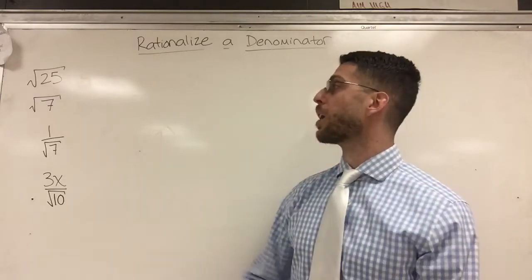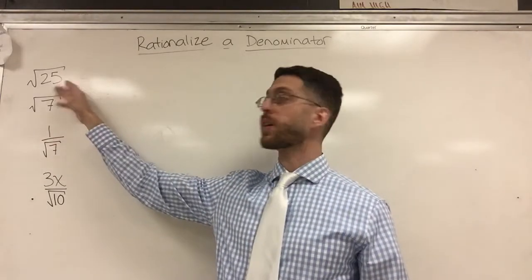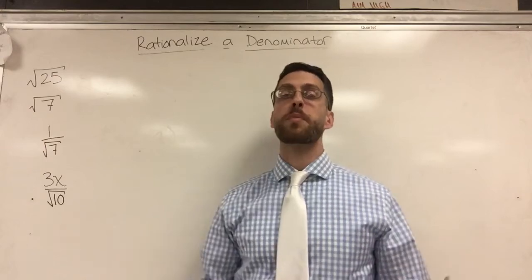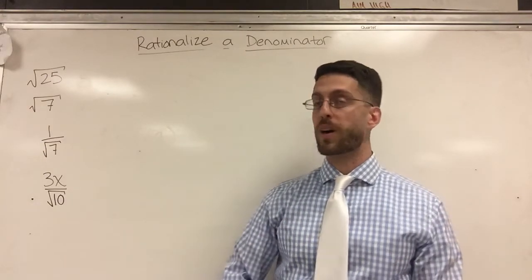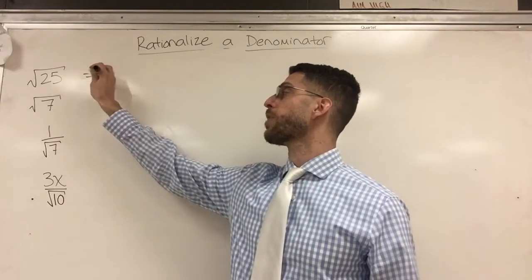Here's what I mean. Let's look at the square root of 25, right? You see radical 25. That means, what are the factors of 25? What times itself gives you 25? Hopefully you know that the square root of 25 is 5.